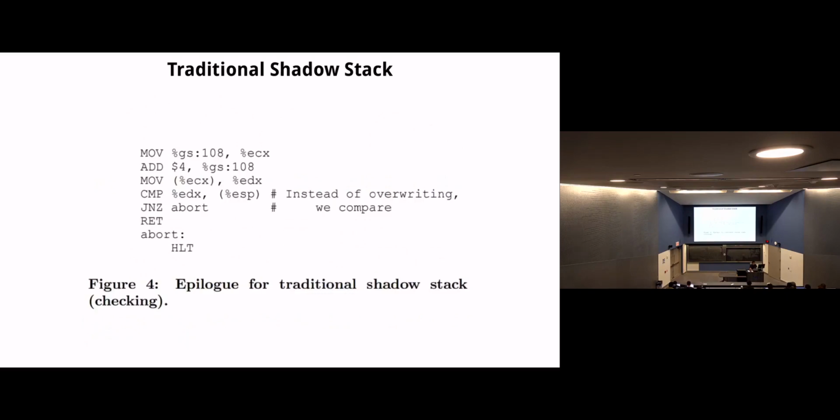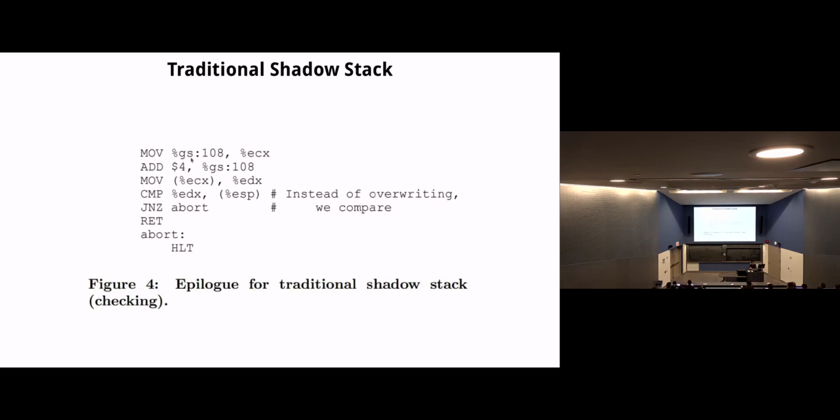So another approach is we do not copy and overwrite that. Instead, we check if the value on the shadow stack matches the value on the main stack, and if they do not match, we know there has been some attack, then we just exit the program. So the approach is very simple.